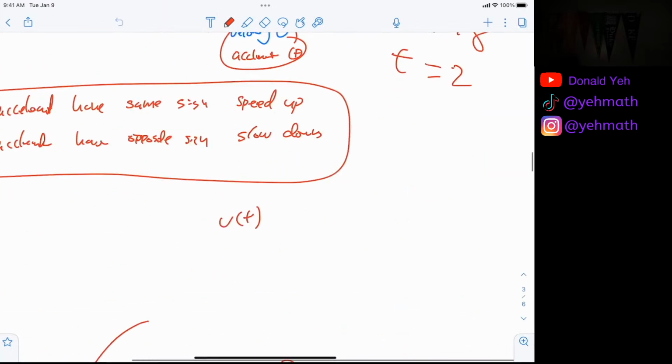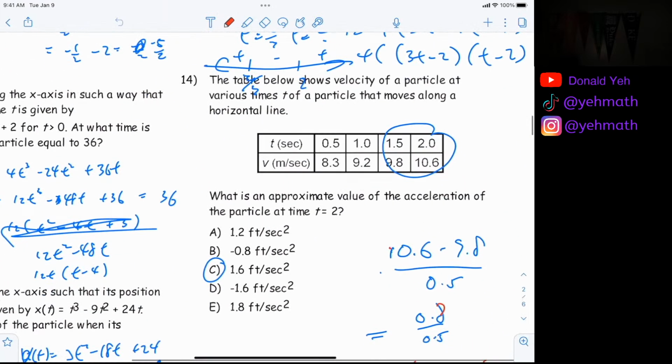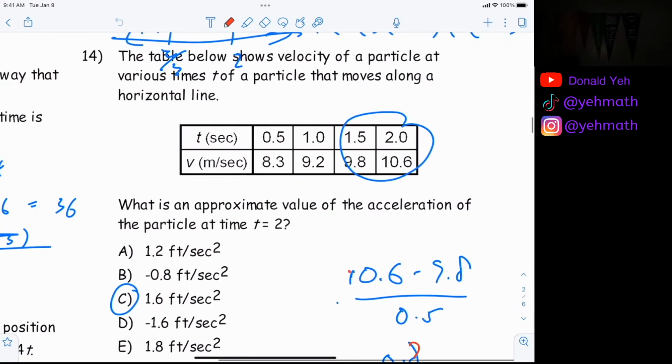I don't know what he's saying, but this is the question. Find an approximation at t equal to 2. We found the average value between 1.5 and 2, right? Yeah, good job. So then you find out. It's an approximation. Yeah, what I'm trying to say is the whole point of reading the value, the math.